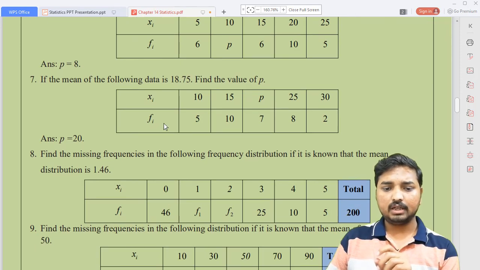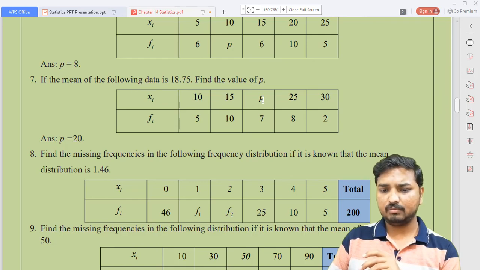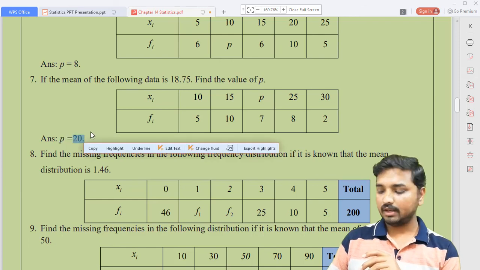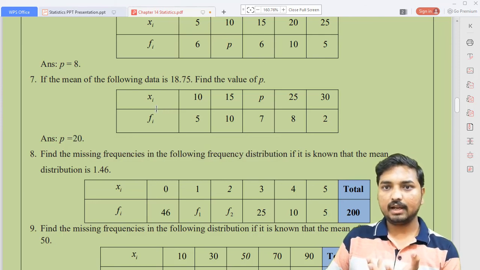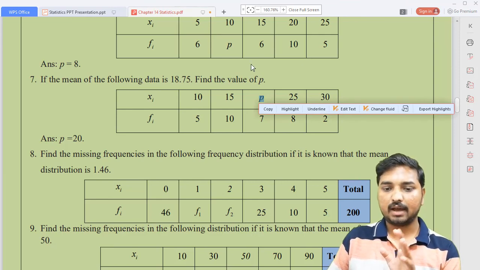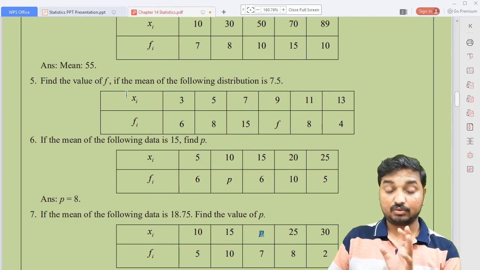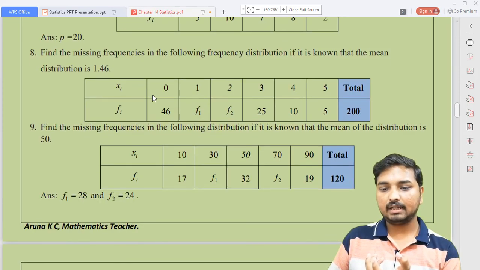In question number 7, look here, the frequency is not missing, but xi is missing. Here it is p. If you observe the values 10, 15, it should be maybe 20, 25, 30. Your guess is correct, it should be equal to 20, but you have to show this by the procedure. Follow the same method, the same procedure that I solved in question number 5, and you will get the value of p, which should be equal to 20. And question number 8 is already solved for you.